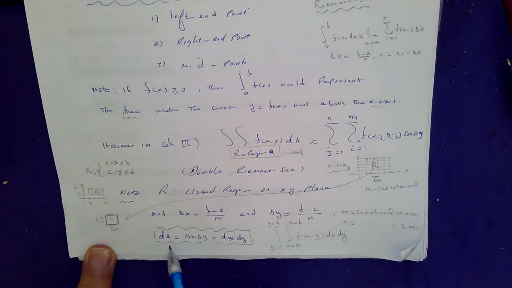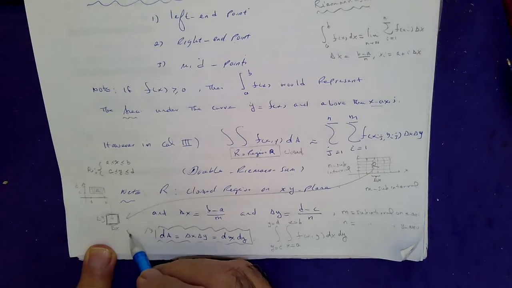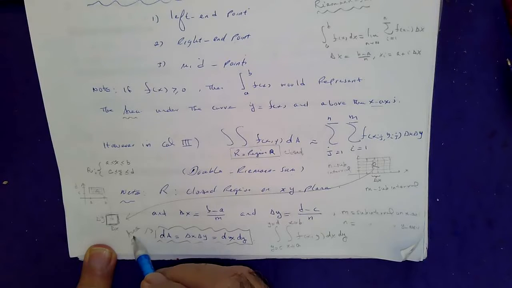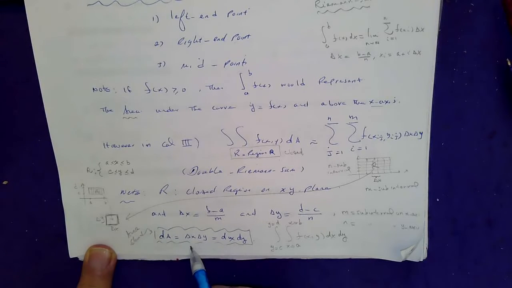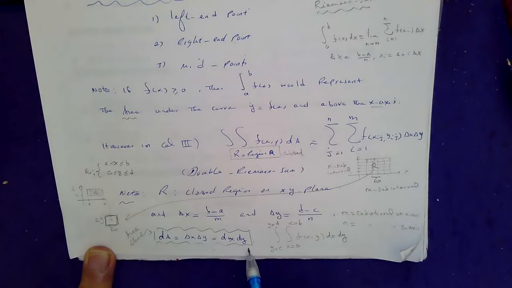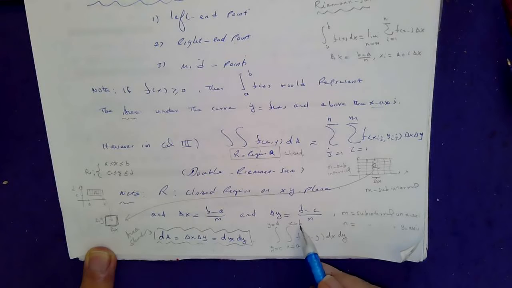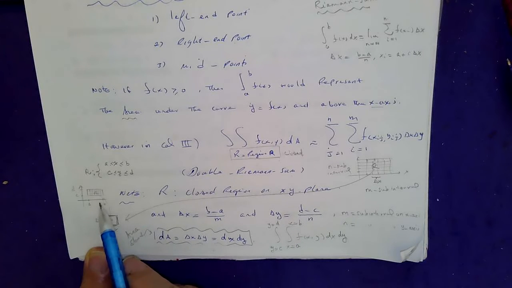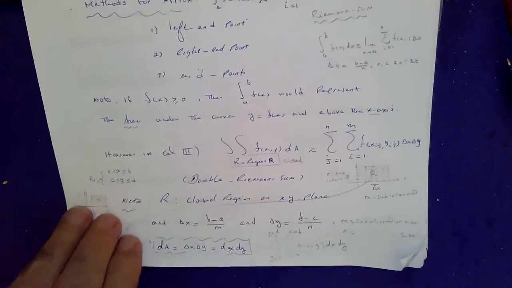So dA is the area element, equal to delta x times delta y, the length times width, which is the same as dx dy. So now we have the double integral of f of x, y dx dy, where x goes from a to b and y goes from c to d, over a rectangular region on the xy plane. So what happens is the following.